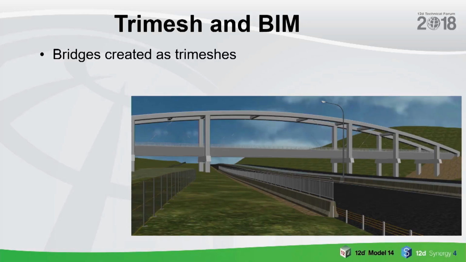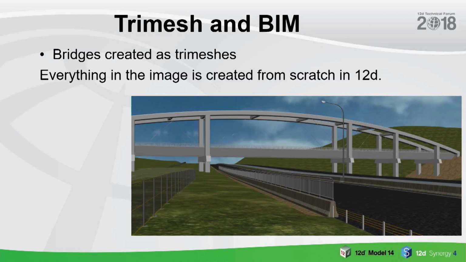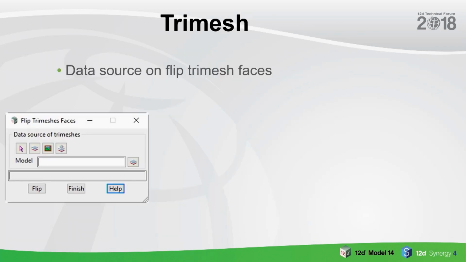In this example here, there's things in there to create bridges as trimeshes. In fact, everything you see there has been created inside 12D model. So basically the bridge, the light poles, the guardrails, everything there, nothing's come from anywhere else, all done in 12D because we've now had the trimeshes for the last 5 years.